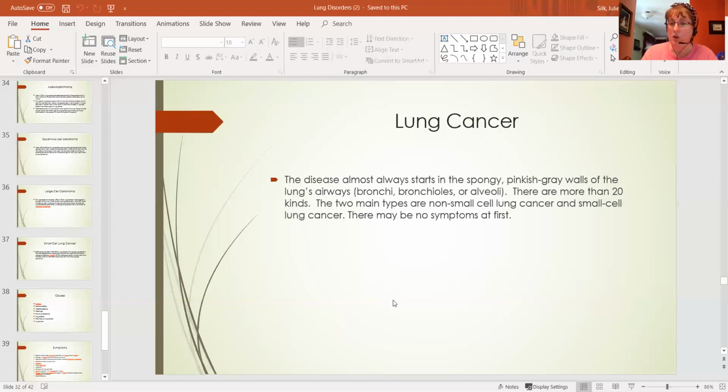Then there's adenocarcinoma. Adenocarcinoma is usually found in the outer portion of the lung. The nice thing about this one, because it's found in the outer portion, it's more likely to be found before it spreads. And this is mainly found in current or former smokers.